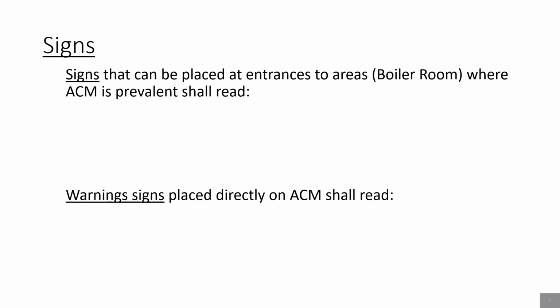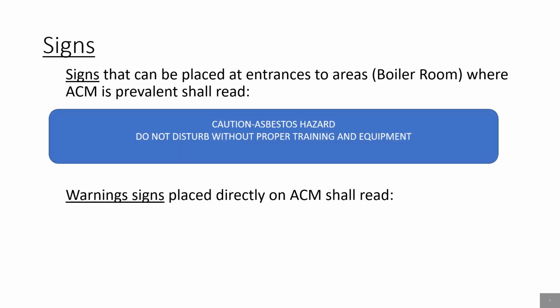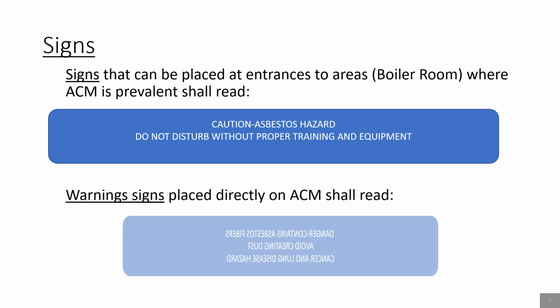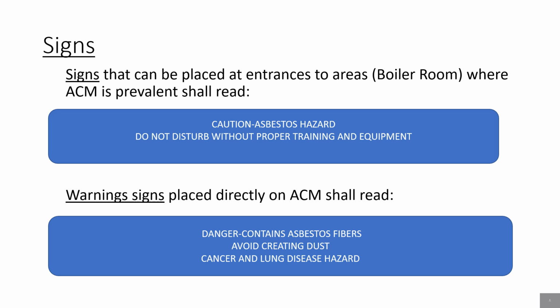Signs that can be placed at entrances to areas, such as boiler rooms, where ACM is prevalent shall read, "Caution, asbestos hazard. Do not disturb without proper training and equipment." Warning signs placed directly on ACM shall read, "Danger, contains asbestos fibers. Avoid creating dust. Cancer and lung disease hazard."